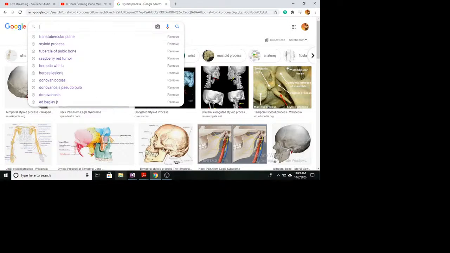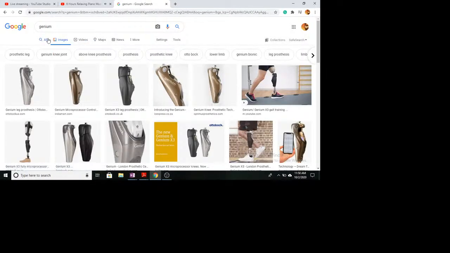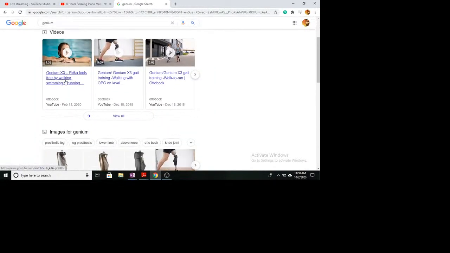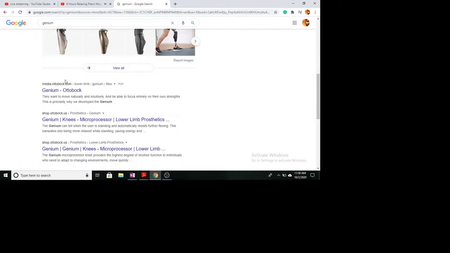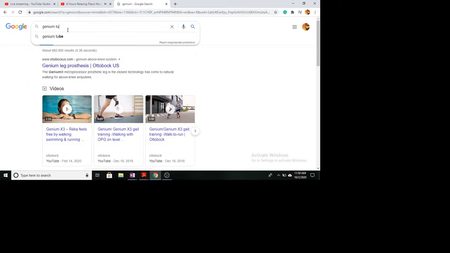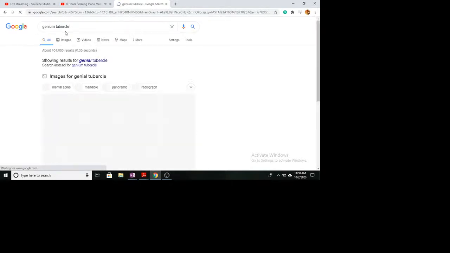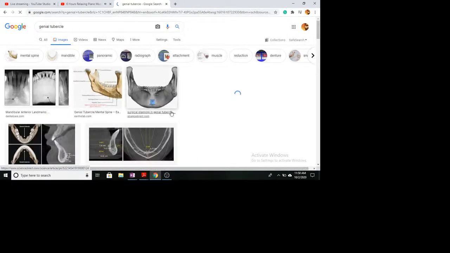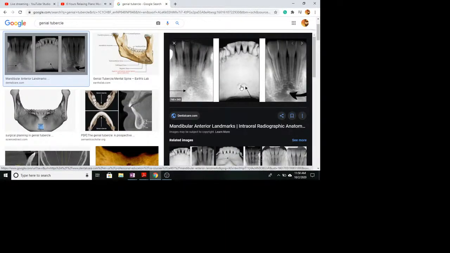So next thing we're about to show was genioglossus, genial tubercle. Let's first see the meaning of genium. What is genium? Okay, not about the brand. Genium tubercle. Tubercle. So it is present inwardly, in this region. Yeah, this region is the genial tubercle. So right here is the genial tubercle. From that particular point, the muscle will come. So it's called genioglossus.